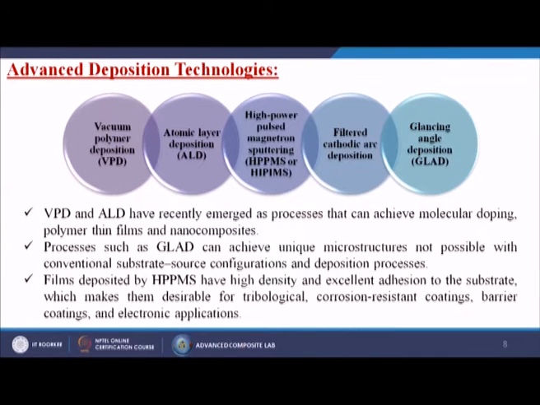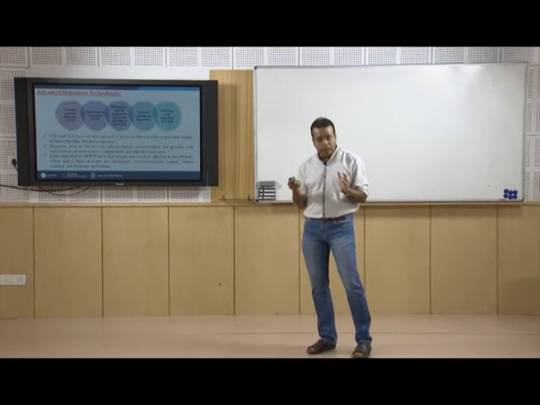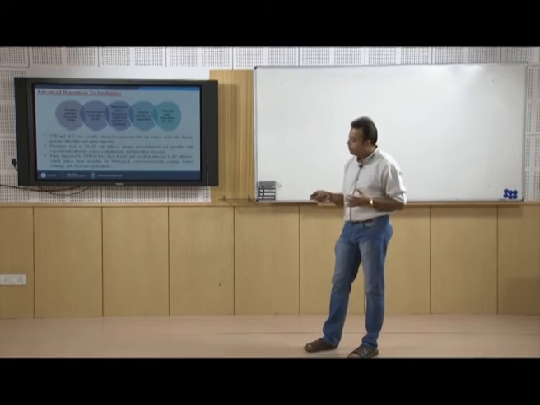So, one is called the vacuum polymer depositions, which is known as the VPD, then atomic layer depositions, which is called the ALD. Next, high power pulsed magnetron sputtering, in short form it is known as the HPPMS or maybe HiPIMS. Next, filtered cathodic arc depositions, and the last one is called the glancing angle depositions, GLAD. So, now a little bit we will discuss the details about these.